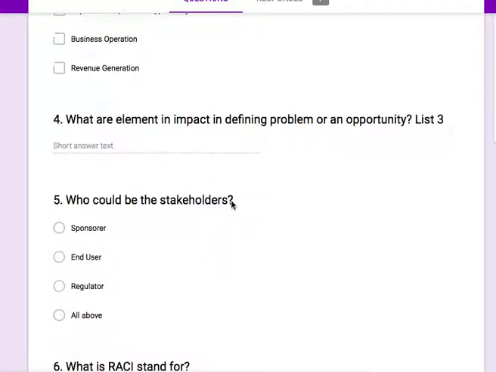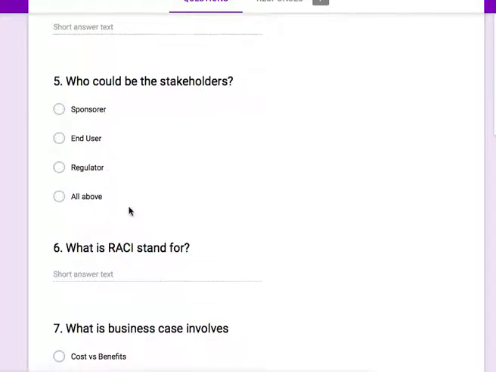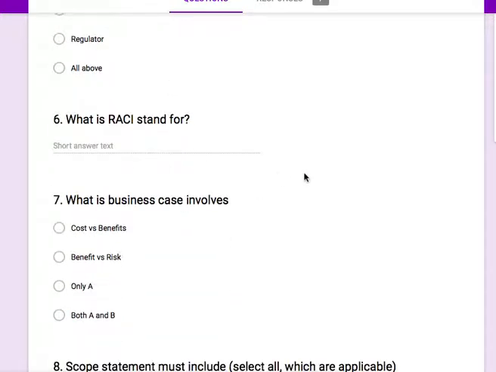Okay, there is no negative marking. Whatever you get accumulates. And what are the elements that impact defining a problem or an opportunity? List 3, so you can list them. In case you list 2, then you will get marks accordingly. Even half a mark is counted. And for example, who could be the stakeholders: the sponsor, end user, regulator, all of the above. So you select the right answer. But if you select one of them and it is wrong, then all the marks are gone. Okay, what does RACI stand for?